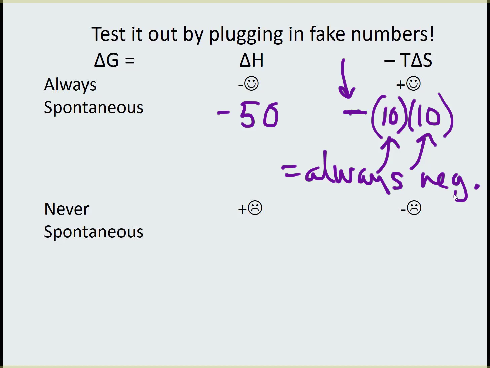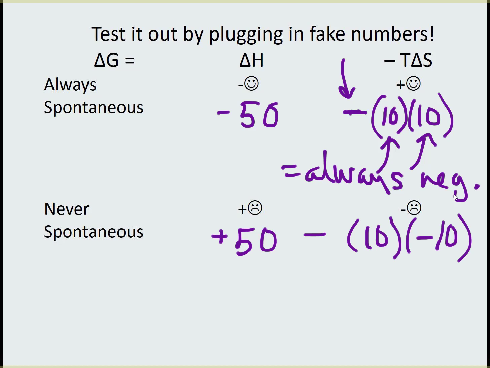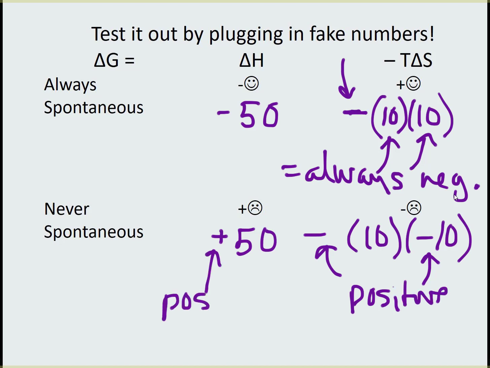Let's look at the never spontaneous. So I'm just going to pick a plus 50 here for my enthalpy. And then let's look at here, we're subtracting. My temperature is always going to be positive. And if we are decreasing disorder, then my delta S is a negative. Notice that I have a negative and I'm multiplying it by a negative, so I'm going to end up with a positive number here. And this one's already positive. So I have no choice here. This is always going to be positive.